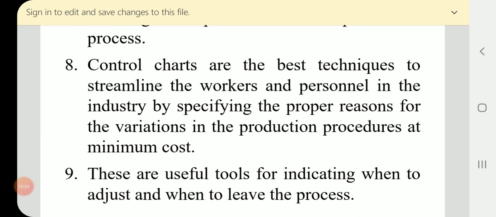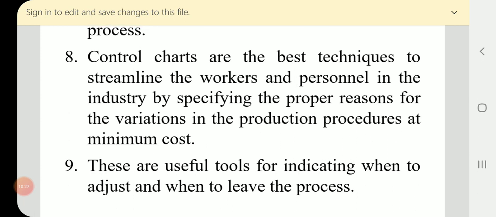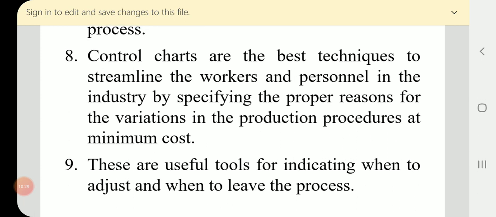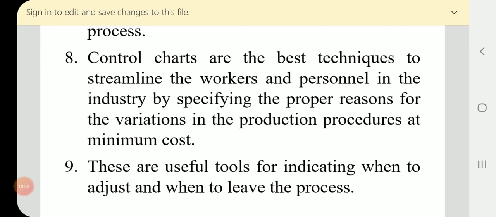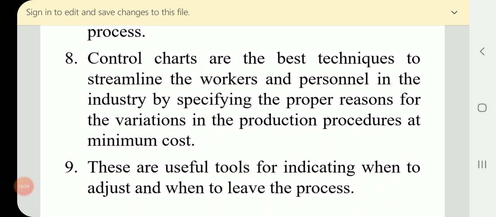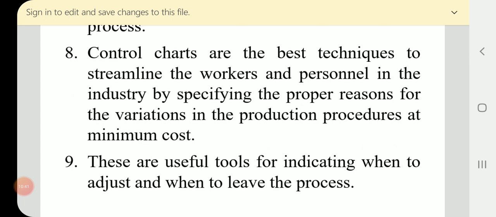They are streamlined. So these techniques are best techniques. The control charts are best techniques because at regular intervals of time we are doing this particular procedure. We are applying statistical quality control and constructing the control charts, which give what kind of assignable causes are present in the process.